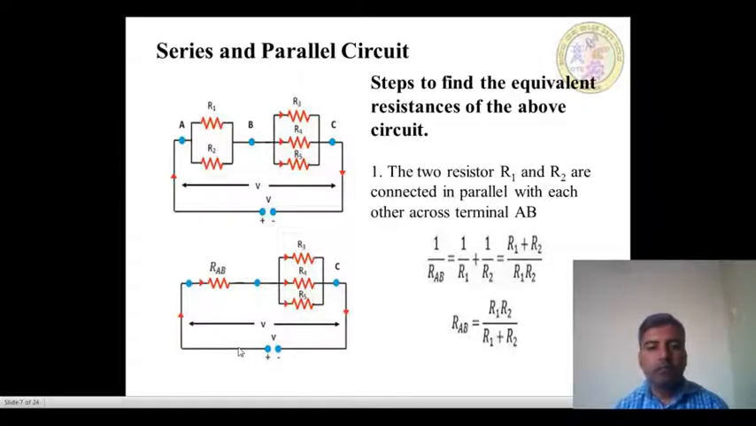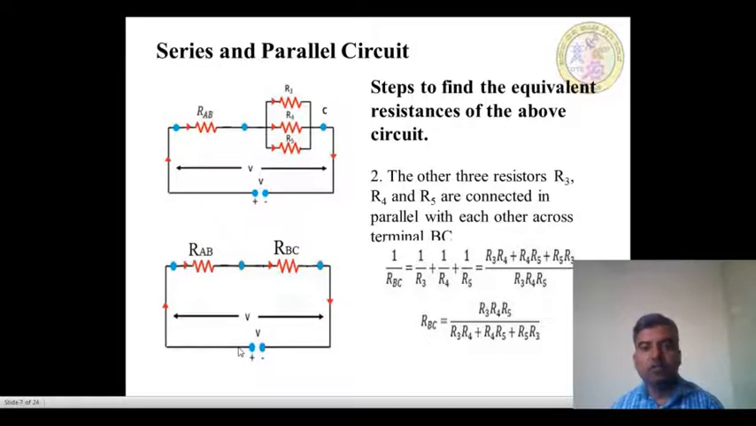Then Rab equals R1 into R2 divided by R1 plus R2. Afterwards, we have to find the equivalent resistance of R3, R4, R5. Those also are connected in parallel. So the equivalent resistance RBC equals 1 by R3 plus 1 by R4 plus 1 by R5.